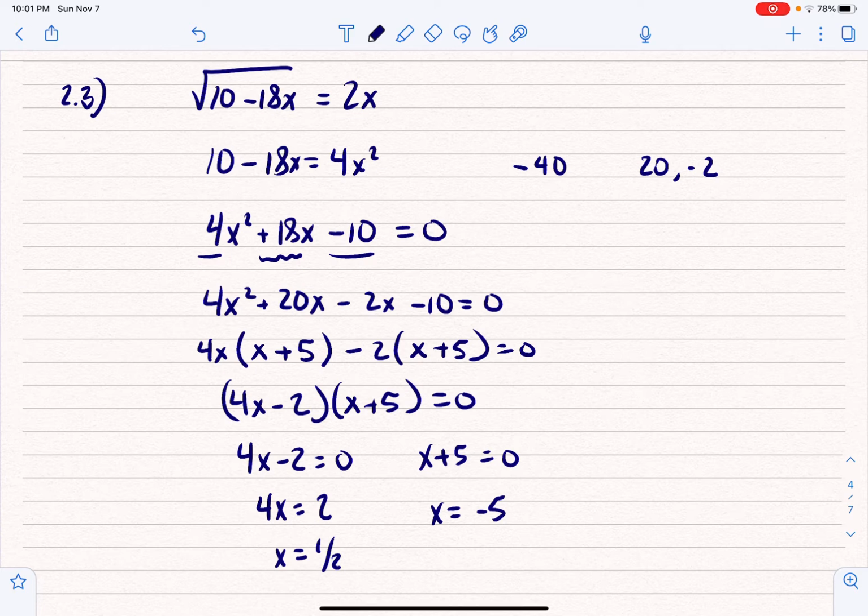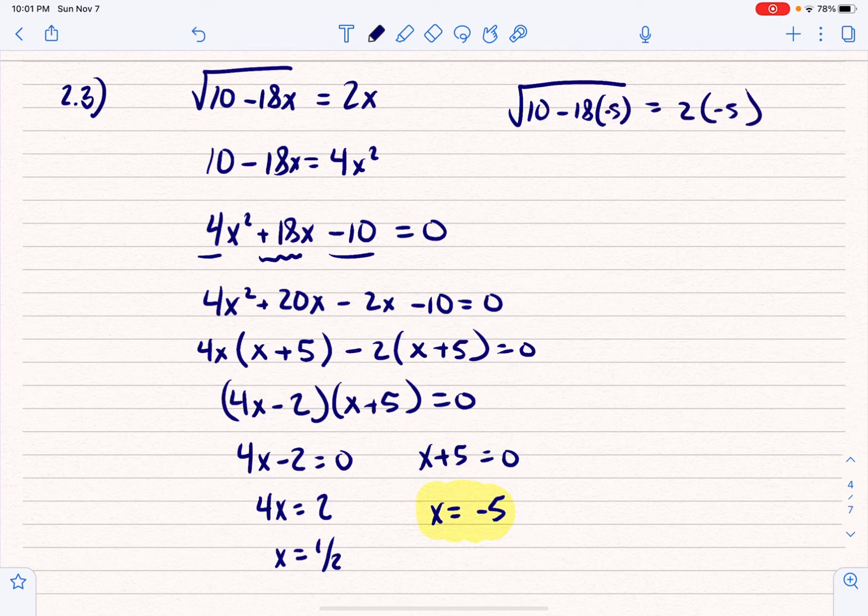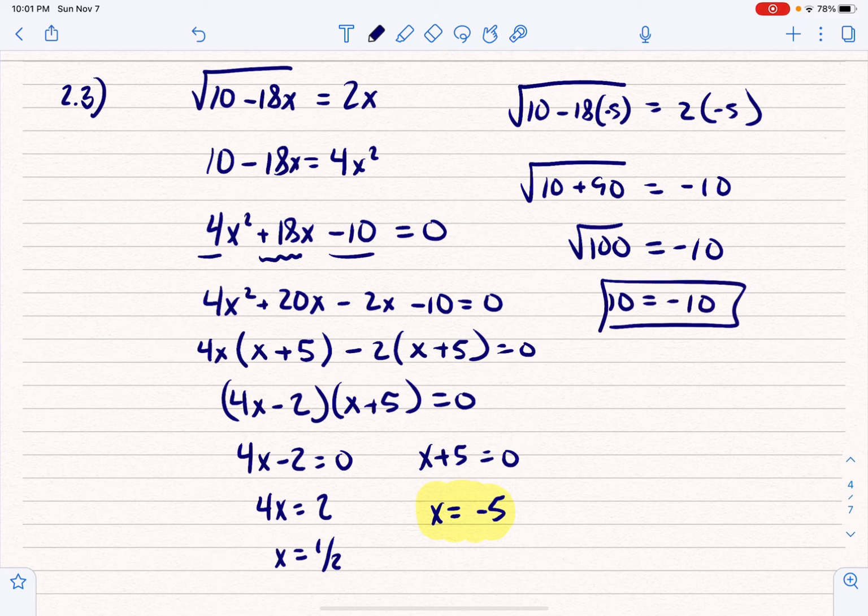Now I go back up and plug those in. I don't know if you guys have noticed the pattern, but the negative one usually doesn't work out. So this one, we could expect that to be the extraneous answer. Okay, this one I'd have 10 minus 18 times negative 5 equals 2 times negative 5. In this case, 18 times 5 is 90. They're both negative, so that makes this thing positive. 10 plus 90 is equal to 2 times negative 5, which is negative 10. This ends up being square root of 100 is negative 10, and this says 10 is negative 10, so that's no good. So again, this is not the good answer.